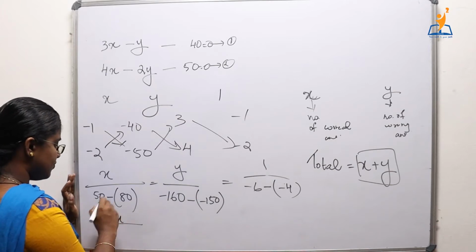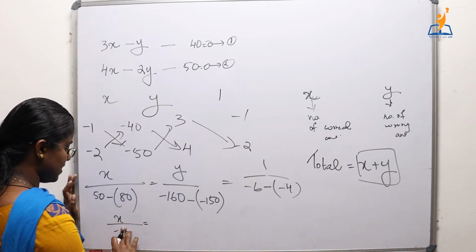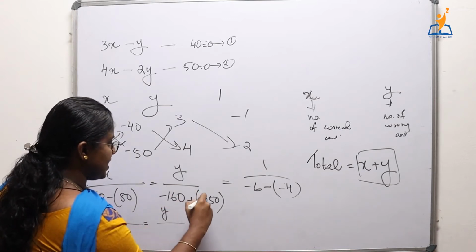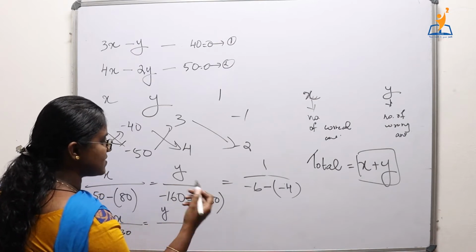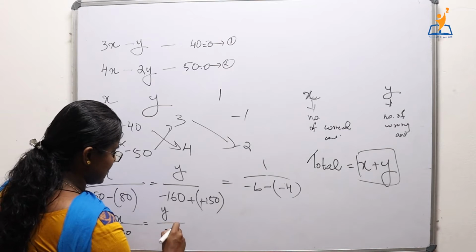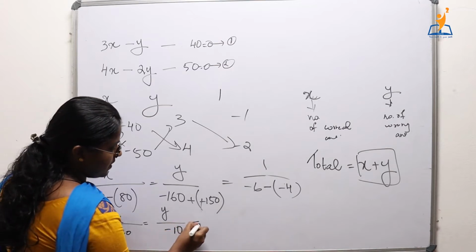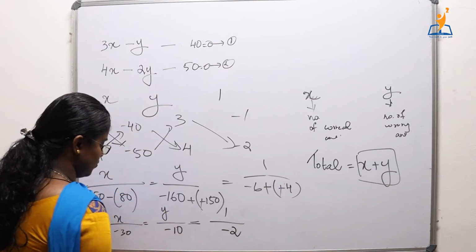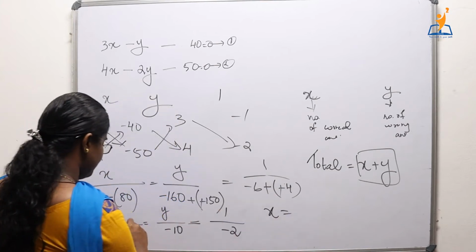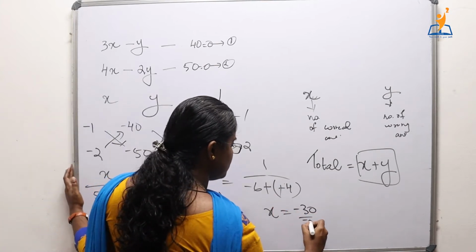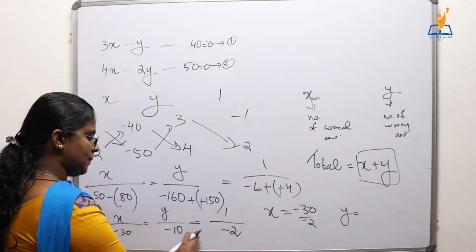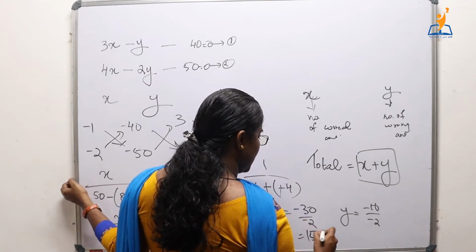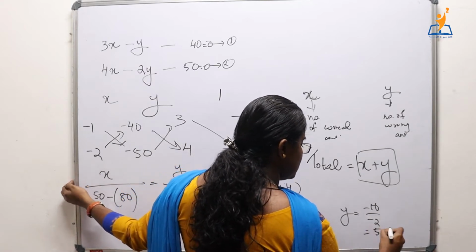So, minus 6 minus 4. So, x by 50 minus 80 is minus 30, which is equal to y by minus 60, and minus and minus gets positive. So, minus 160 plus 150 is nothing but minus 10, which is equal to 1 by minus 6 plus 4, that is minus 2. So, x is equal to minus 30 by minus 2, y is equal to minus 10 by minus 2. So minus 30 by minus 2 is 15, minus 10 by minus 2 is 5.